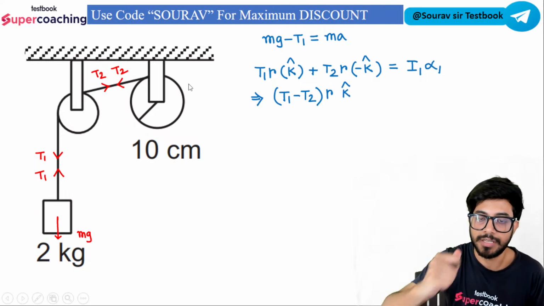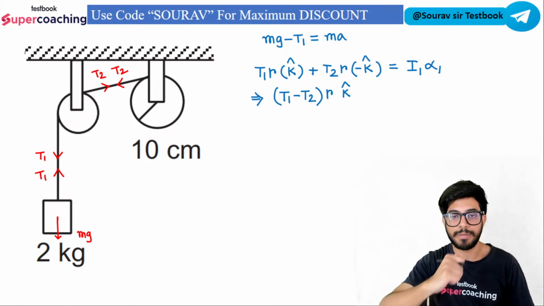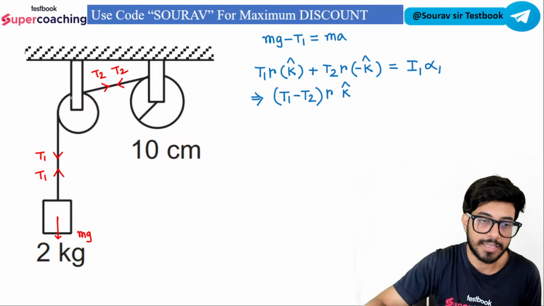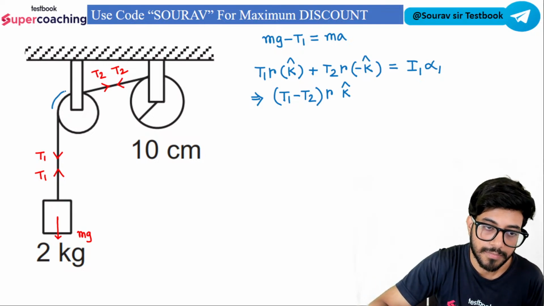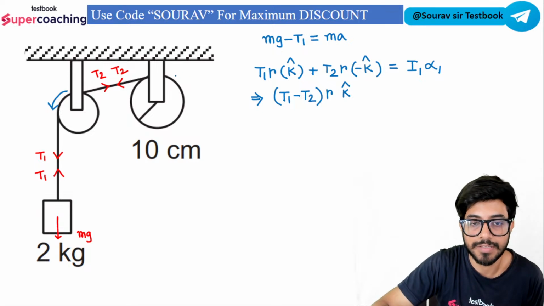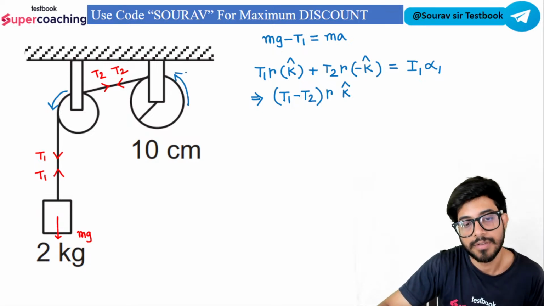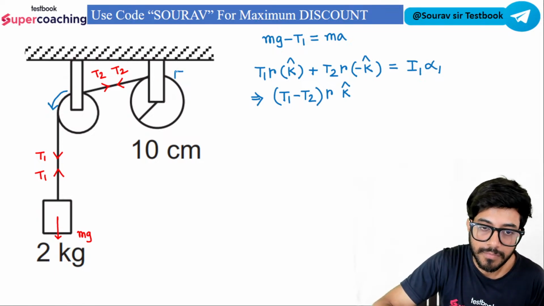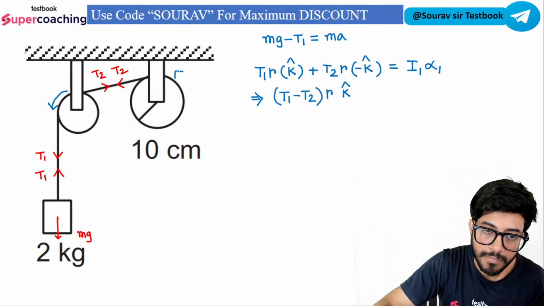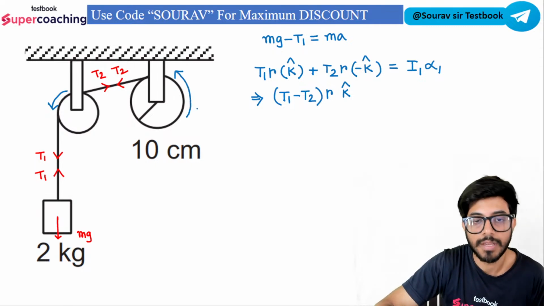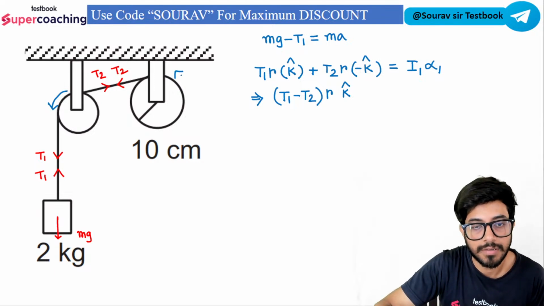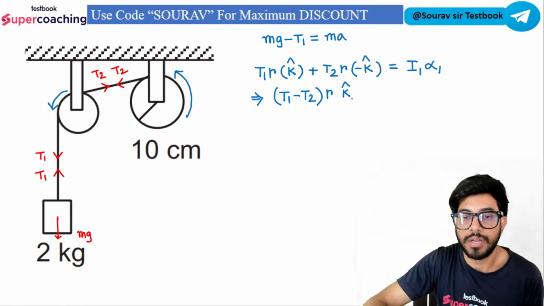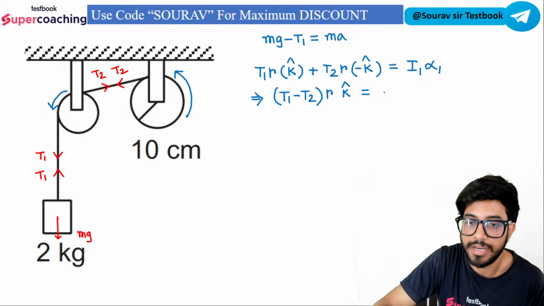Okay, tell me which direction the torque is acting. K cap is out of the plane of the page, so it should rotate like this. Yes, it is rotating like this. This one is also rotating like this. So no doubt, sir, everything is fine. Good, that is actually equal to I1 into alpha 1.